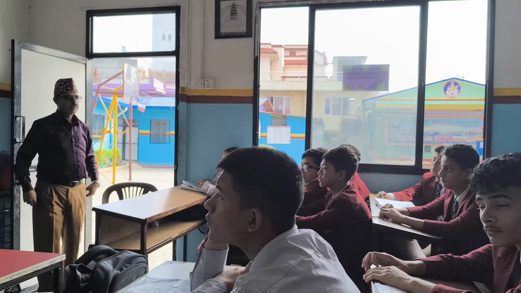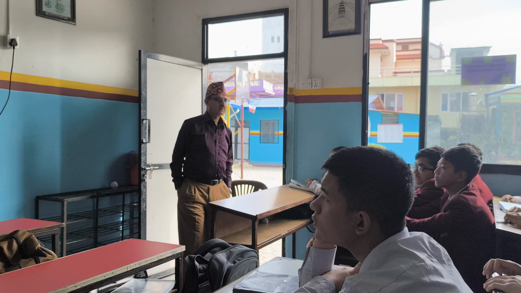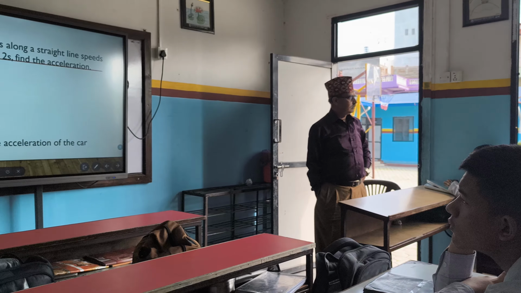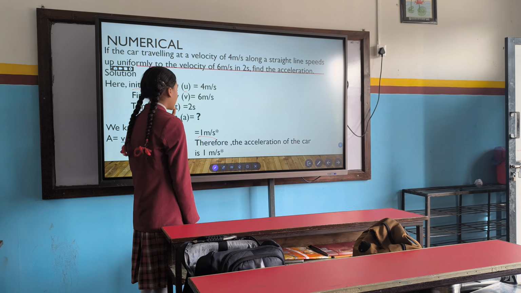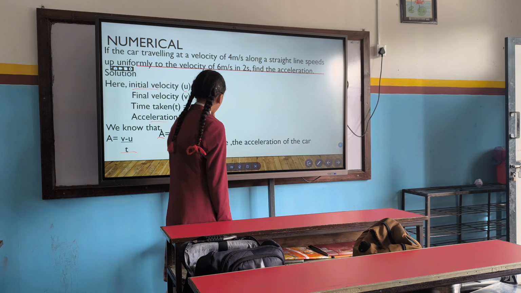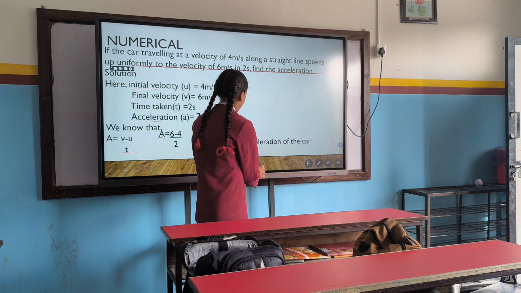Solution here: initial velocity u equals 4 m/s, final velocity v equals 6 m/s, time taken t equals 2 seconds, acceleration equals what? We know that a equals v minus u by t. Replacing the values, a equals 6 minus 4 by 2, and here is the answer, 1 m/s². Therefore the acceleration of the car is 1 m/s².